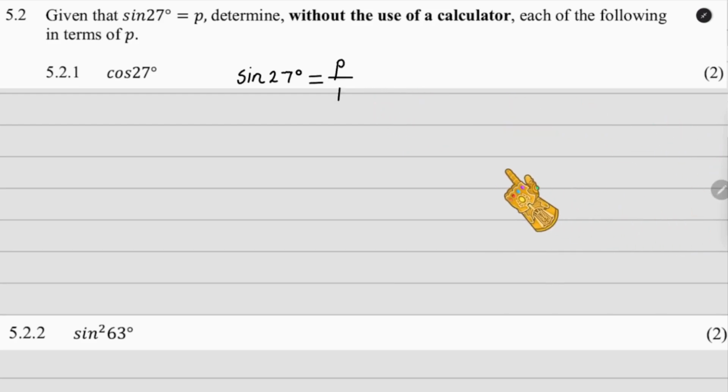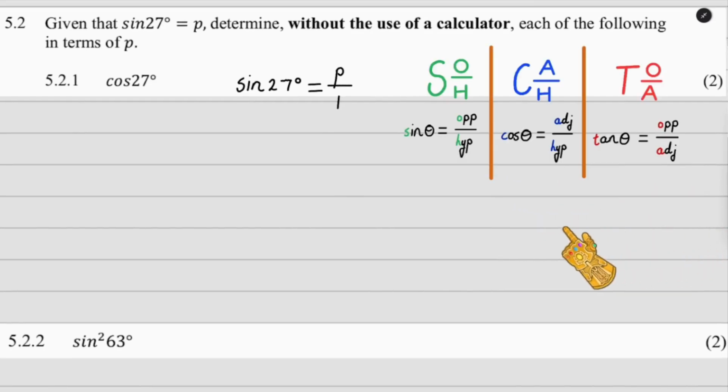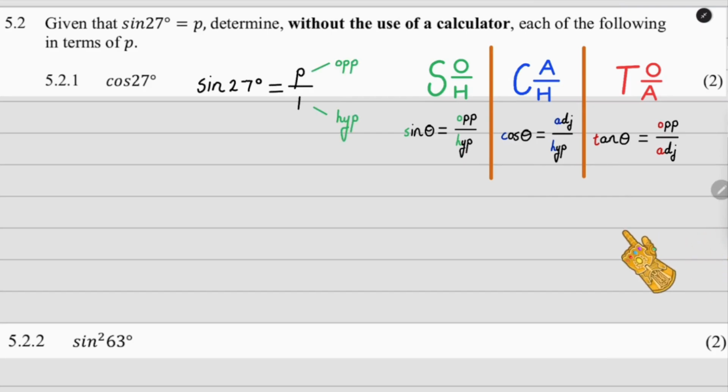And then we're going to use the classic SOHCAHTOA. In this particular case, we've got sine. Sine is opposite over hypotenuse. That's what SOH is a shortcut of remembering. So the entity on top here will be the opposite side of the triangle, and the entity at the bottom here will be the hypotenuse of the triangle. And now we're going to set up a sketch that reflects that.